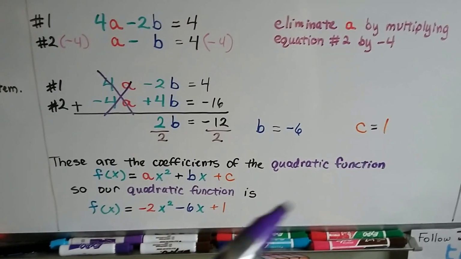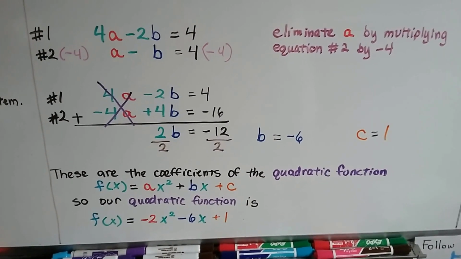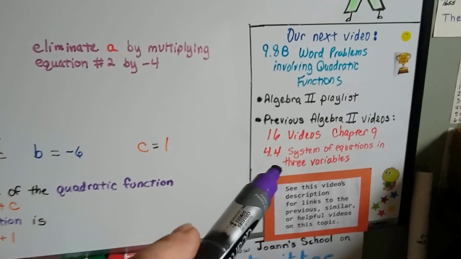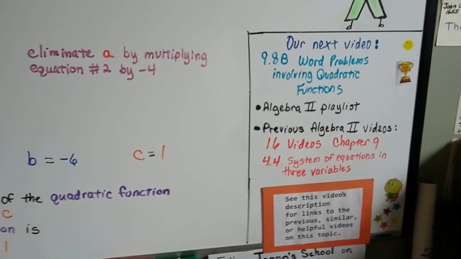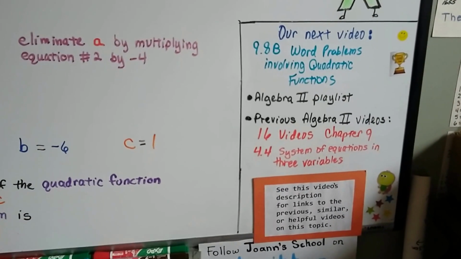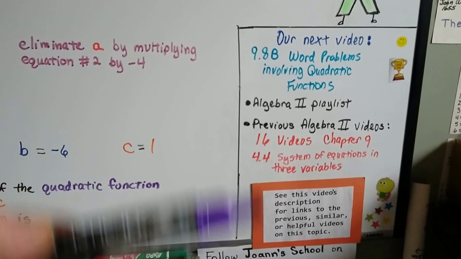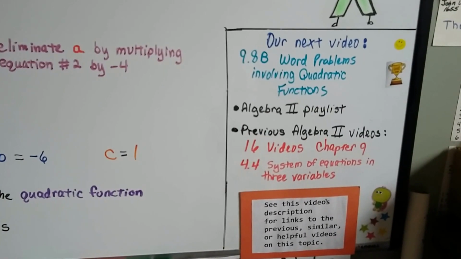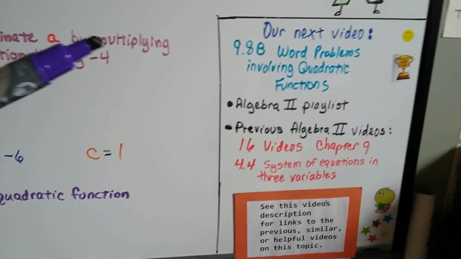So our quadratic function is f of x equals negative 2, that's our a value, x squared minus 6x plus 1. See? I'm going to have a link to those 4.4 videos that talk about doing this for the linear combinations and eliminating. That'll be in this description too, along with the other 16 videos that we've done for this chapter so far. We're almost done with this chapter. We only have 1 or 2 more videos left, and we'll be in chapter 10.